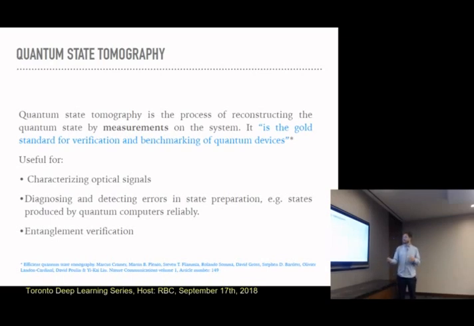And this is useful because we can characterize, for instance, optical signals, diagnose errors in the preparation of the state, and we can also verify that there is entanglement in the state, which is crucial. This is, if you want, the gold standard for verification of these quantum devices. People say, we built a quantum computer, let's benchmark and verify that it works. So that's the idea.